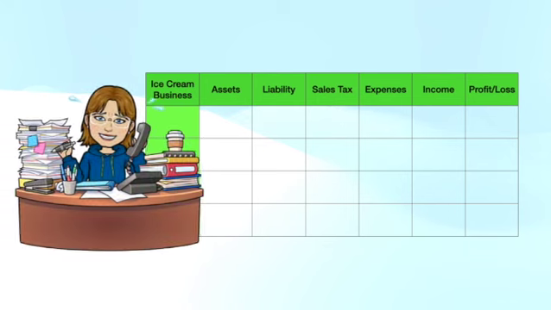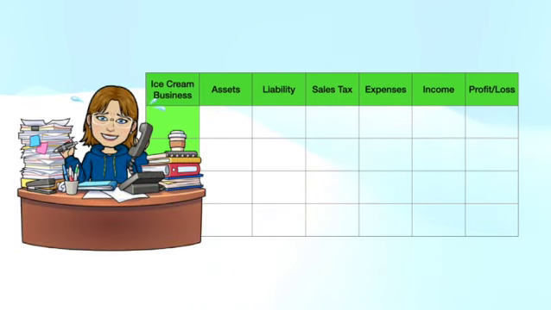As I'm running my business, I have assets. These are positive things that benefit your company. Liabilities are things that take money away from your company or could possibly take money away from something that you have to keep up with. Sales tax is a minus. Expenses are minuses. Then income is how much you make from your company from your sales.